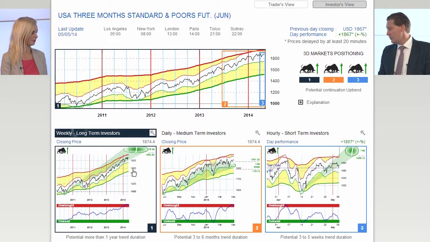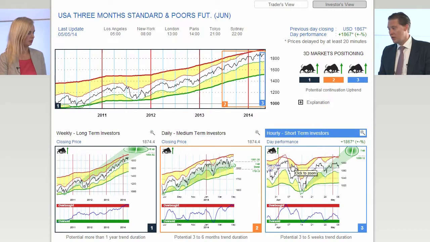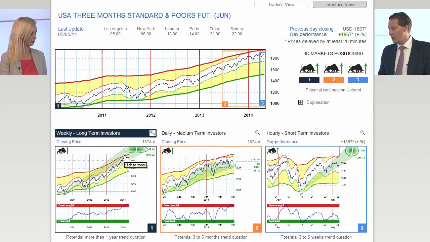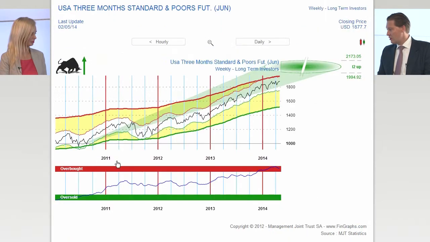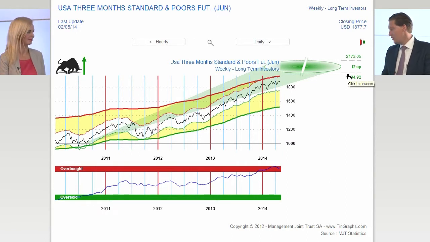As we see for the time being, all 3 trends are still in an uptrend. The long-term trend, the weekly, has been in an uptrend now for the better part of 2.5 years. There's still a bit to go in what we call a super impulsive target. So it's a tentative target.